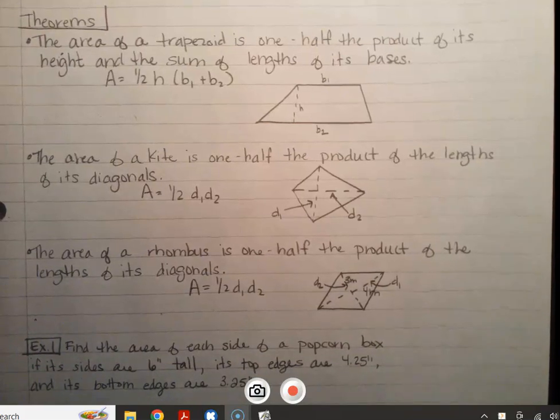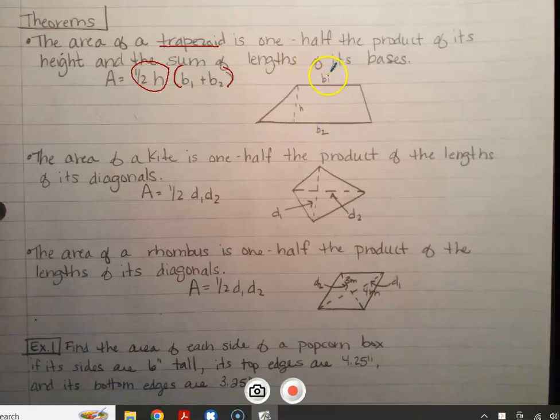So first up, the area of a trapezoid, okay, so we've also got a picture here, is 1/2 the product of its height. So we see that here, 1/2 the product, and the sum of the lengths of its bases. So that's what we've got in parentheses, the sum of the lengths of its bases. It doesn't matter which one you call B1 and B2, okay? Just the fact that there are two different length bases in a trapezoid. And then the height is always perpendicular to the base, right? It's that line there you see is the height.